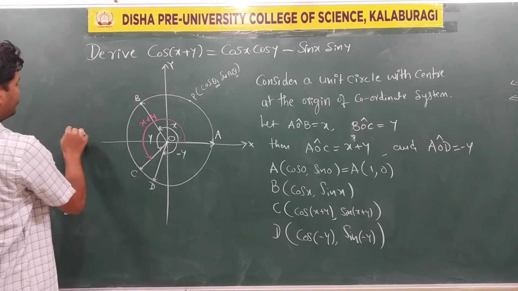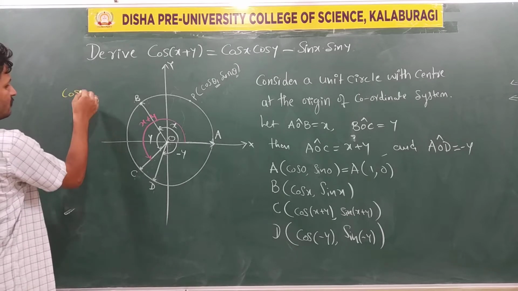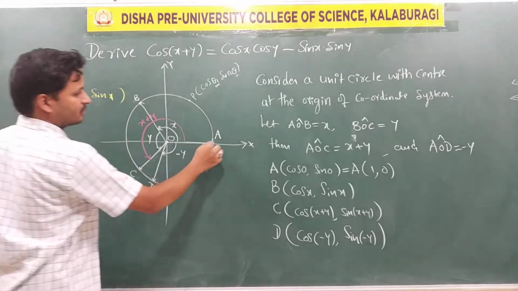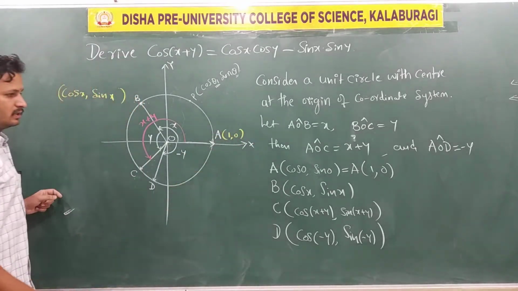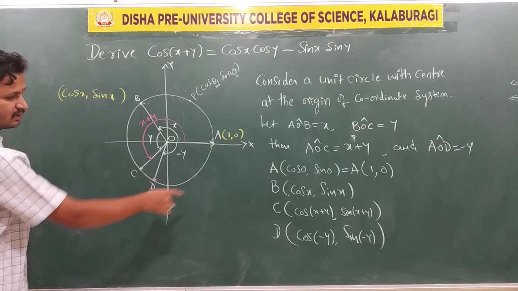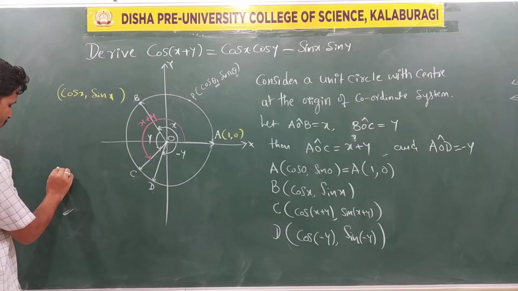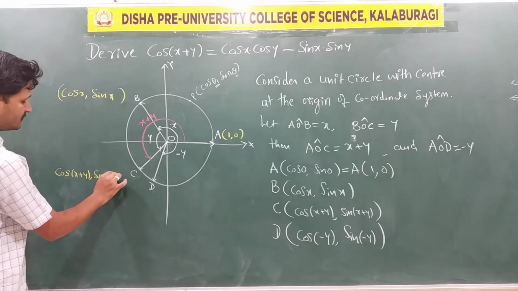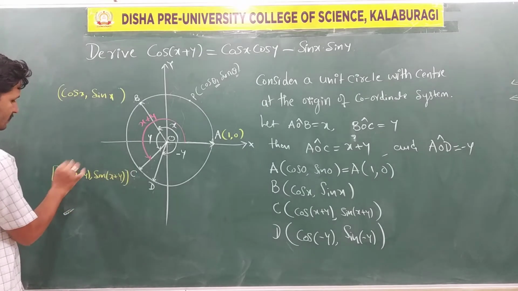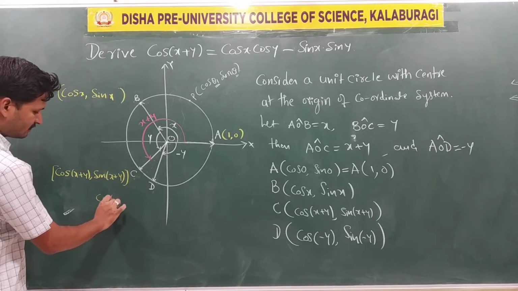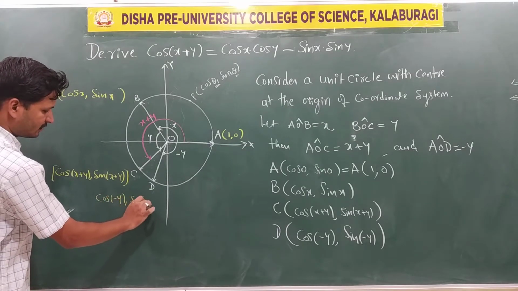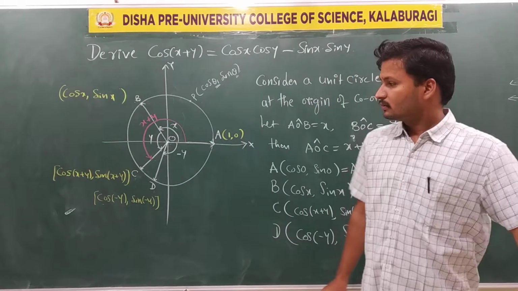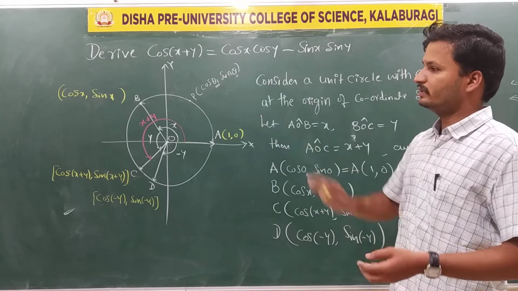So the coordinates of the point B are cos x comma sin x. Next, the coordinates of the point A are 1 comma 0. Next, the coordinates of the point C are cos of x plus y comma sin of x plus y. And lastly, D is cos of minus y comma sin of minus y. So this is all about the geometry.